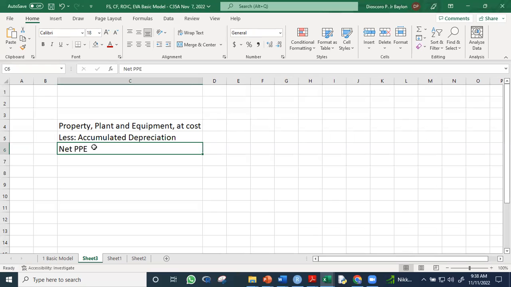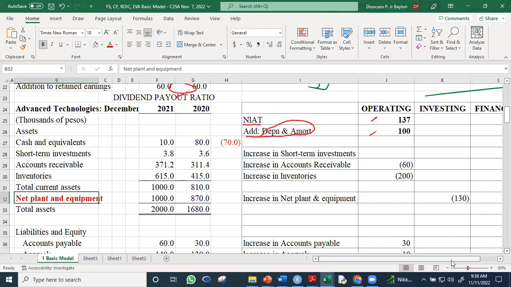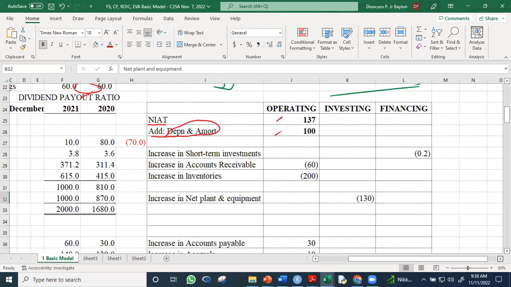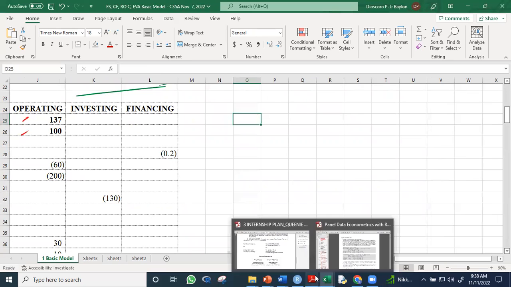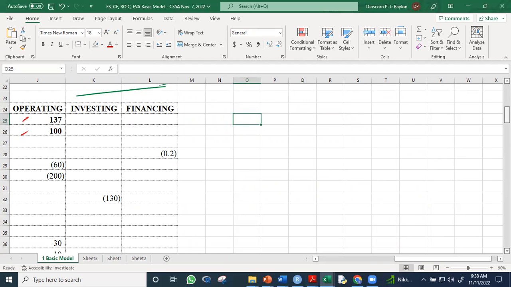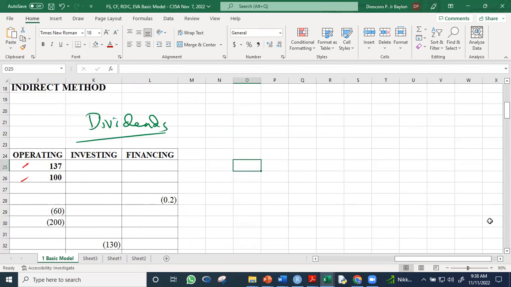Okay, so therefore we have to compute what was the actual investment in your property, plant, and equipment. Okay, so let me go here. Okay, so let's trace the flow of your net property, plant, and equipment. So let me write here net PPE at the beginning of the year.